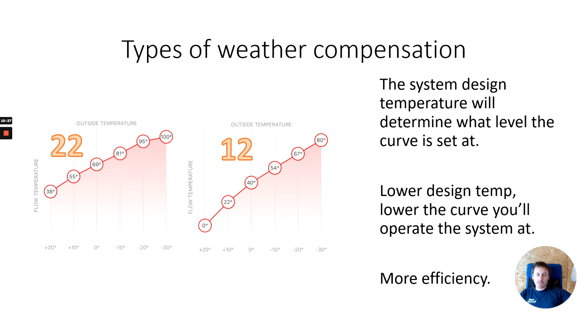So the system design temperature will determine what level the curve is set to. Lower design temperatures, which is all to do with your radiator sizing, and things like air source heat pumps, would operate at a lower temperature. The lower the curve you'll operate your system at, the more efficiency you'll actually gain.